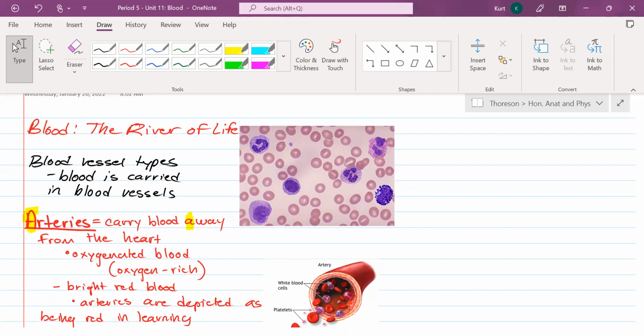They carry oxygenated blood, which is blood that is oxygen rich, away from the heart to your body so that every cell in your body, from your brain to the bottom of your feet, can receive oxygen. If cells don't receive oxygen, they die. It's called necrosis. Oxygenated blood is generally perceived as being bright red. And whenever you're looking at a learning diagram, which you'll get plenty of in the next unit, arteries are depicted as being red.